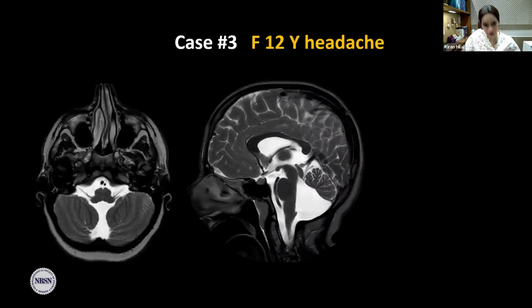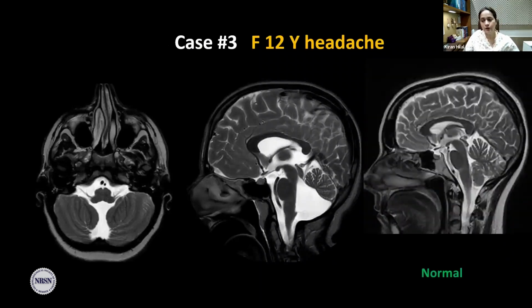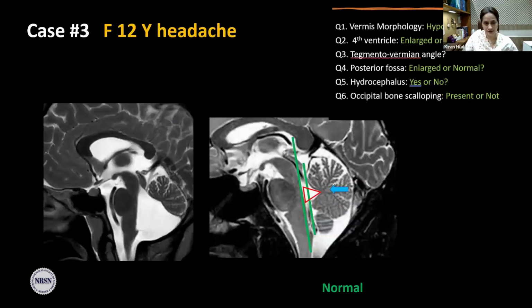Coming to case number 3: another female child with headache. And these are the findings. Compare it with the normal. This is your normal, and this is the case. Of course, we can see a large cyst, and there is a displacement and a slightly smaller size of the vermis. You can see this in the axial section. Now let's try to solve case number 3 with, again, our 6 questions checklist.